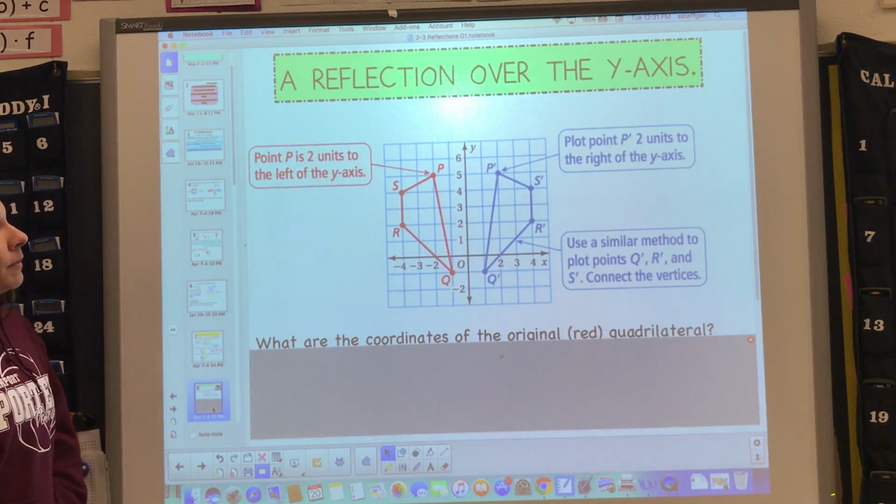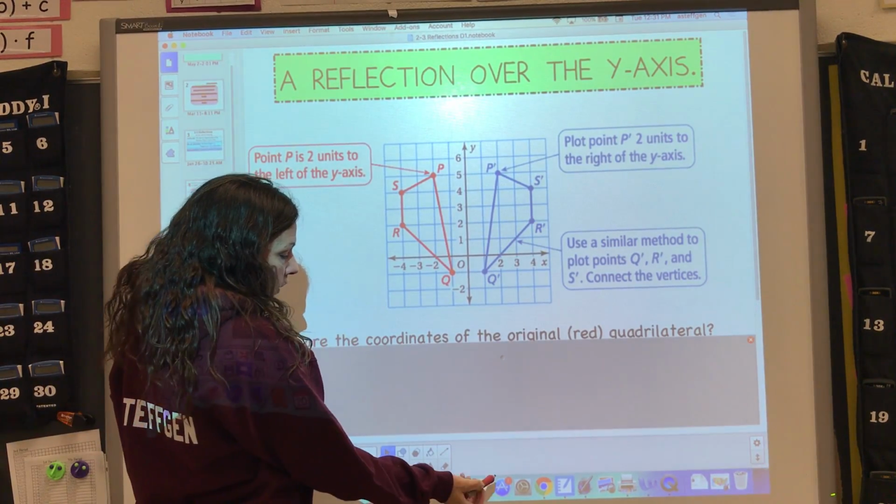Now, if I flip it over the y-axis, okay, so here's my line of reflection.